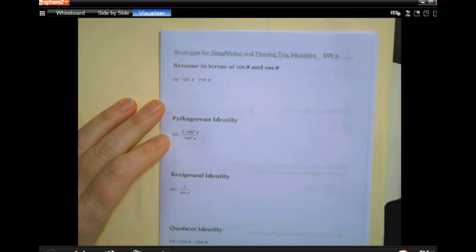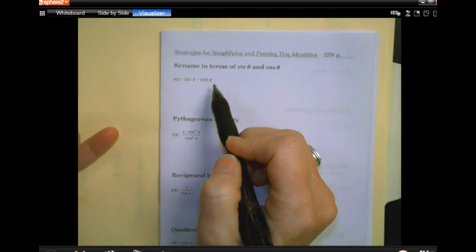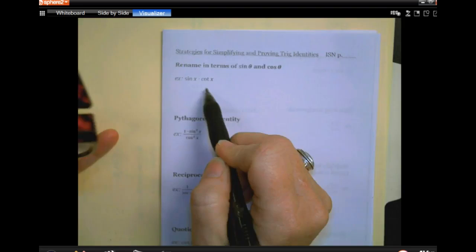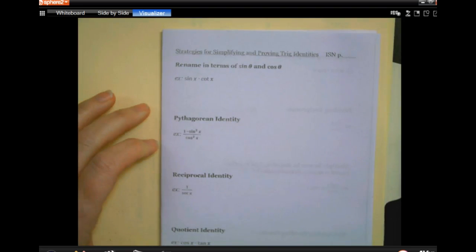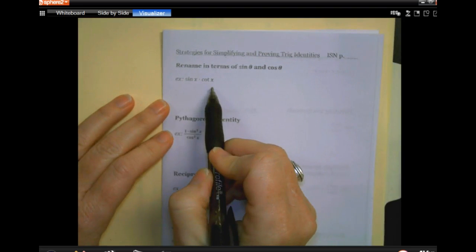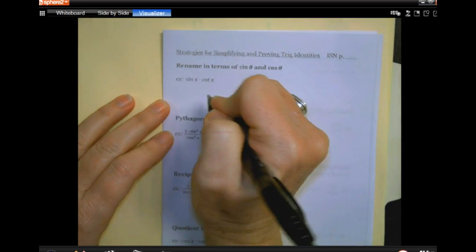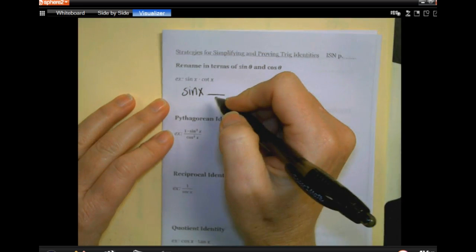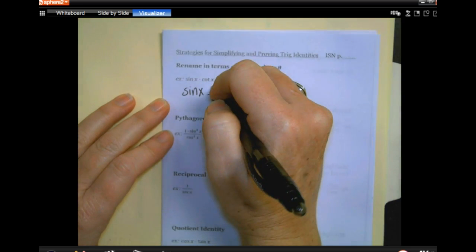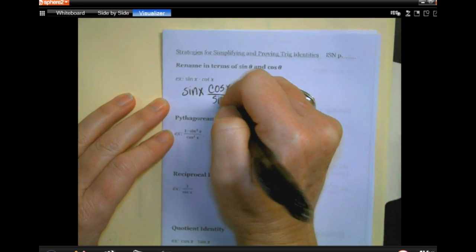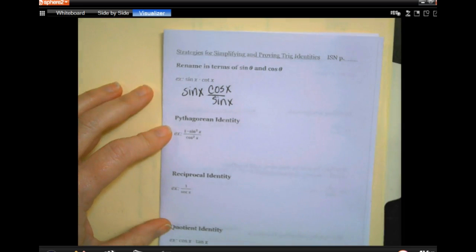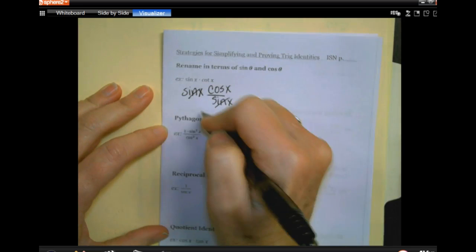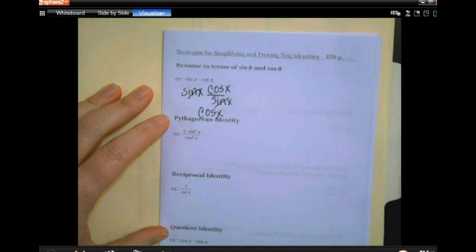So when I'm doing a problem, one of the things I look at is, would it be easiest to get them all in terms of sine and cosine? So for instance, if I have sine and cotangent, cotangent is going to equal cosine divided by sine. So what happens with the sines? They cancel, and I have cosine, and I win.